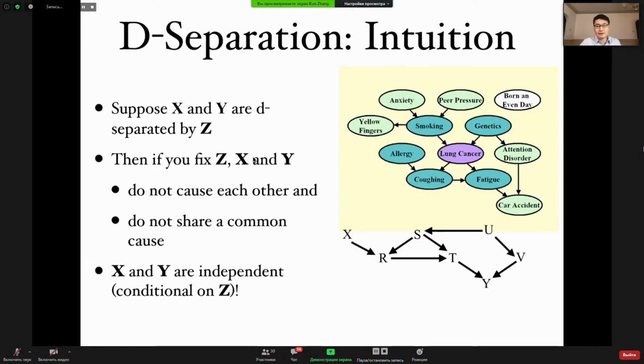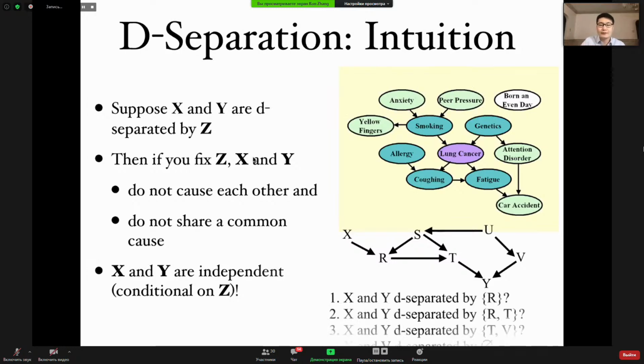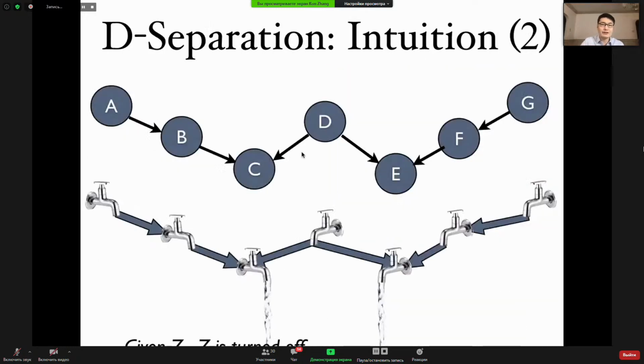So here, this is the picture to give some kind of intuition. We have variables A, B, C, D, E, F, G, right? And here we can just use the tabs. Giving something means that this guy is turned off. So if I'm giving C, then this one is turned off. Okay, now you can see d-separation.